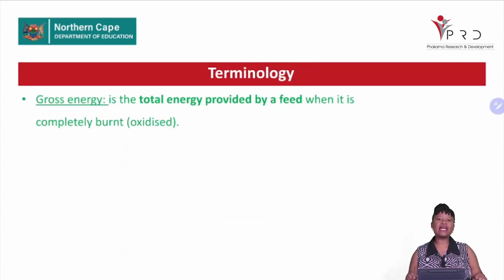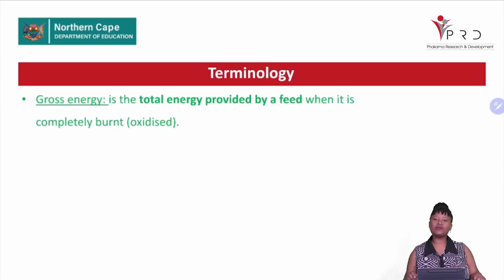Let's look at terms that you need to understand. We cannot just talk about gross energy if you don't know what energy is. Energy is the ability to do work. It still remains the same way as you were told in your lower grades. Once you talk of energy, it has got to do with the ability to do work. And where do we get this energy from? We get this energy from the food that we eat, and the animals get this energy from the feed that we are giving to our animals.